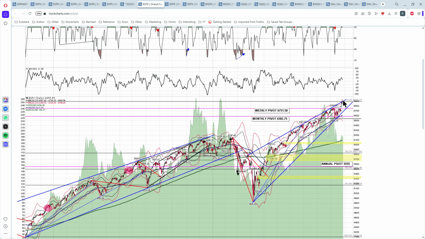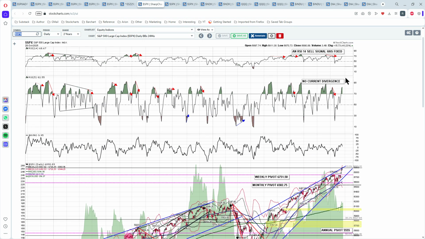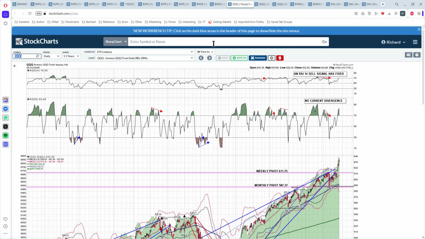Do I have an alternative wedge resistance here? Not one of this quality, but yes, I do. But it would be significantly higher, and maybe we'll go off and hit that. Looking at the Qs, we've actually hit the 3SD upper band 2 days running.